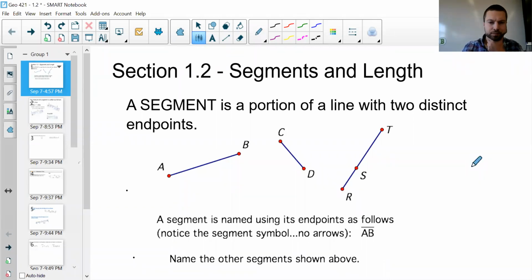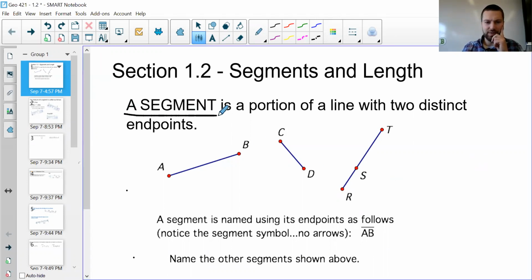Okay, so 1.2 is about segments and length. So this is a definition that you want to write down. A segment is a portion of a line with two distinct endpoints. That makes it different than a line, because a line, if we remember, goes on for infinity, continues on and on. But a segment has two distinct endpoints. Let's look at this AB for a second. One endpoint in red here is A, one endpoint in red here is B. And how we name a segment is AB with a line above it.